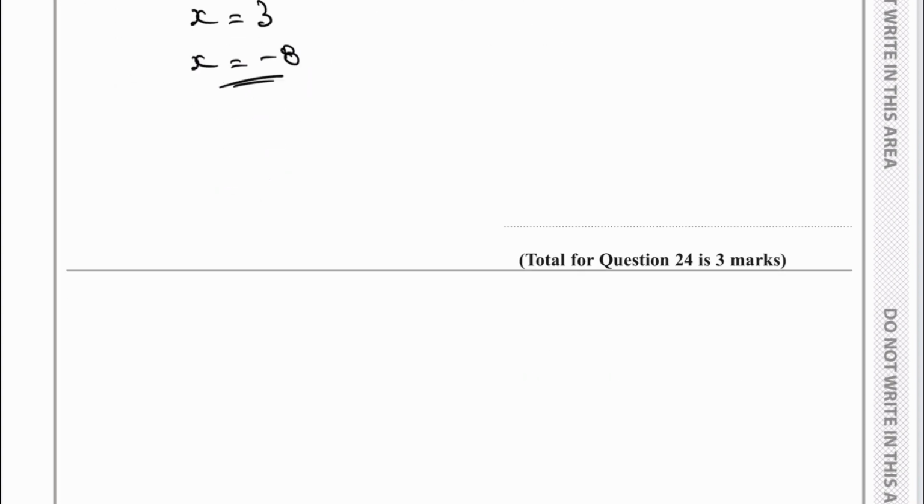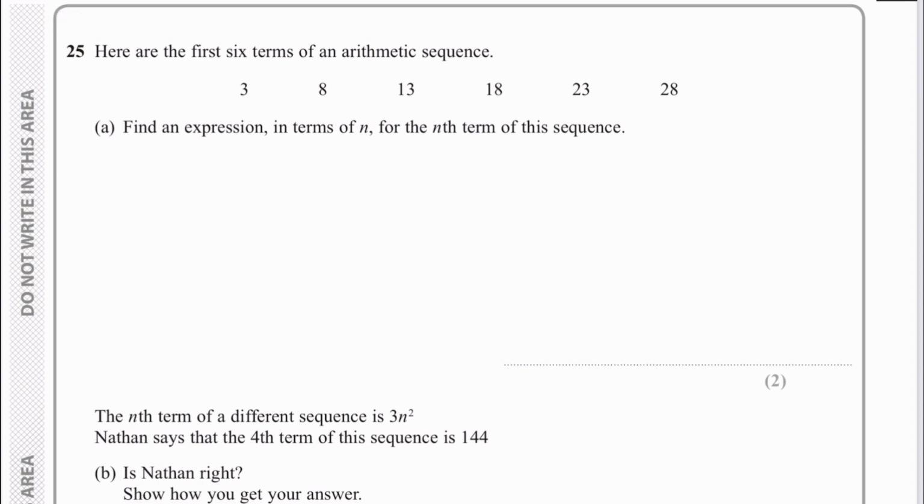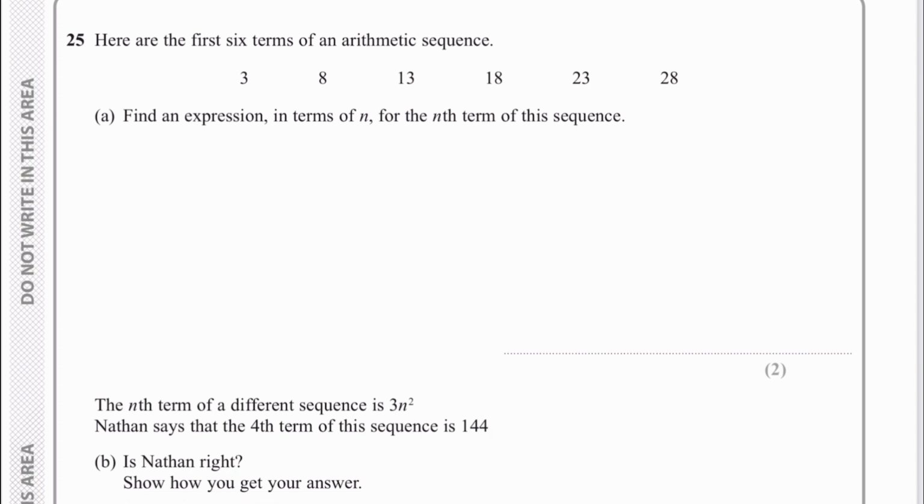Okay, finally then on this particular paper we've got question number 25, which is an arithmetic sequence. There is a worksheet on 3-minute maths that you can go and have a look at if you wanted to, but basically with arithmetic sequences we're looking for two things. The first thing is the common difference. Now the common difference between each of these numbers is going to be +5, because all I'm doing is adding 5 each time.